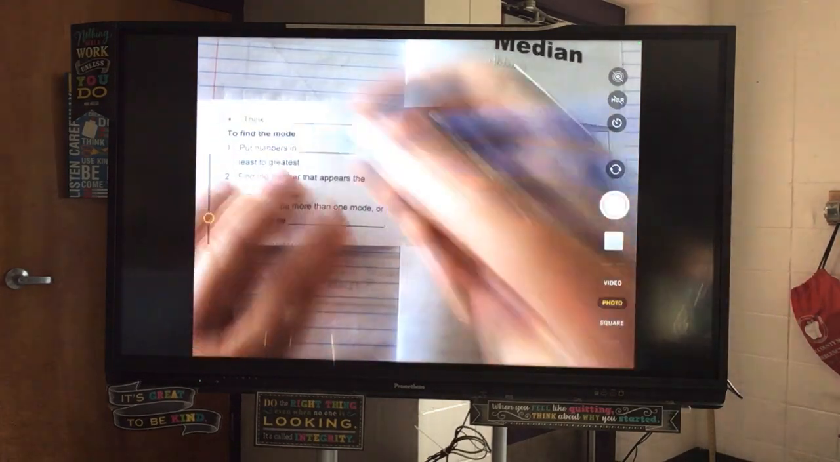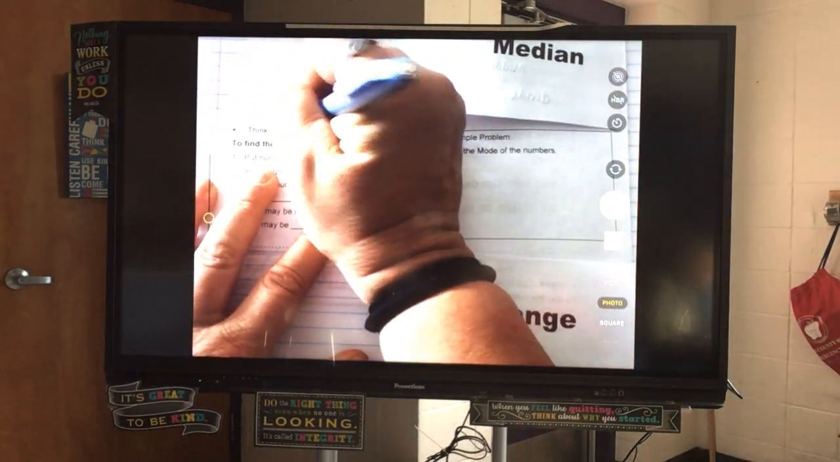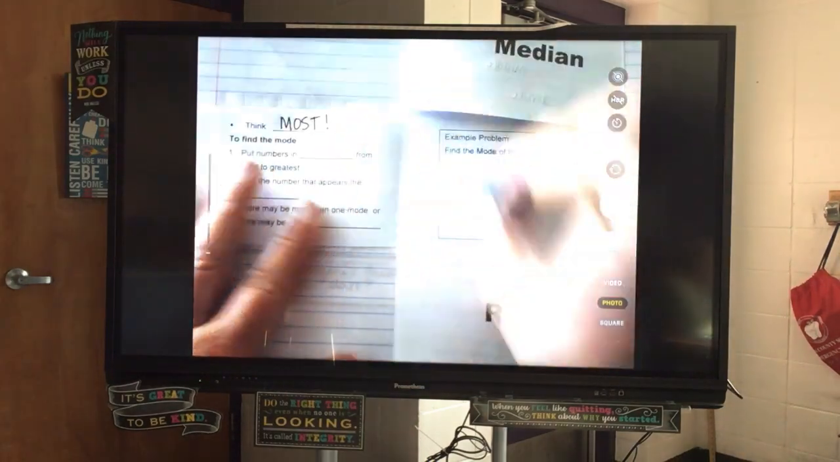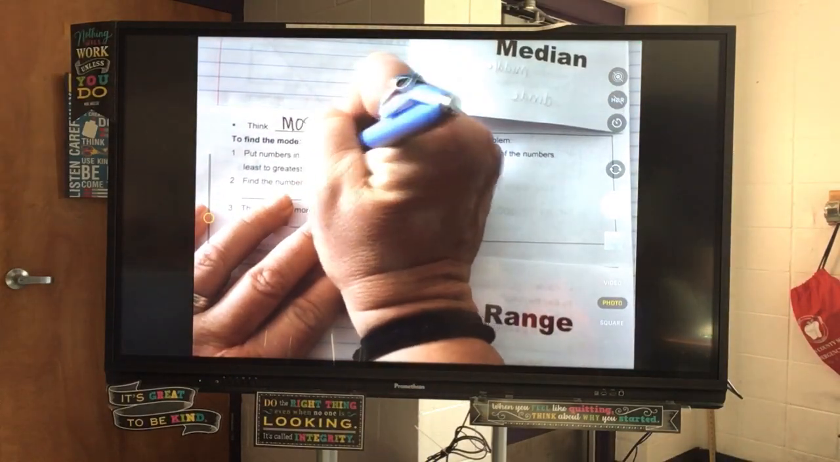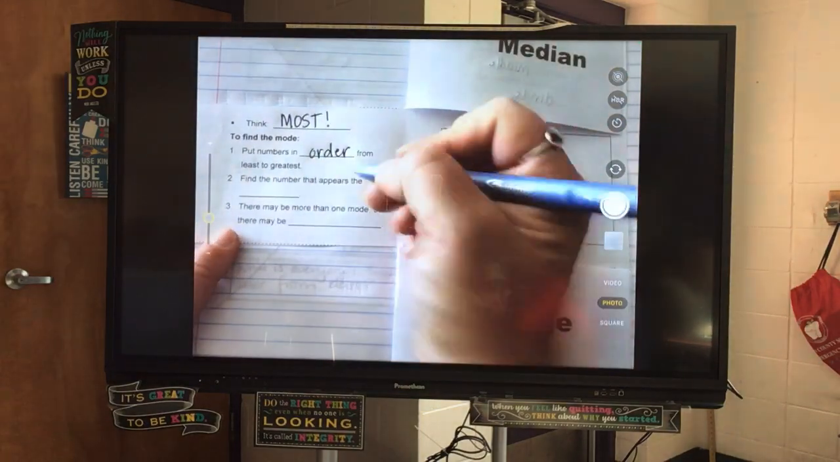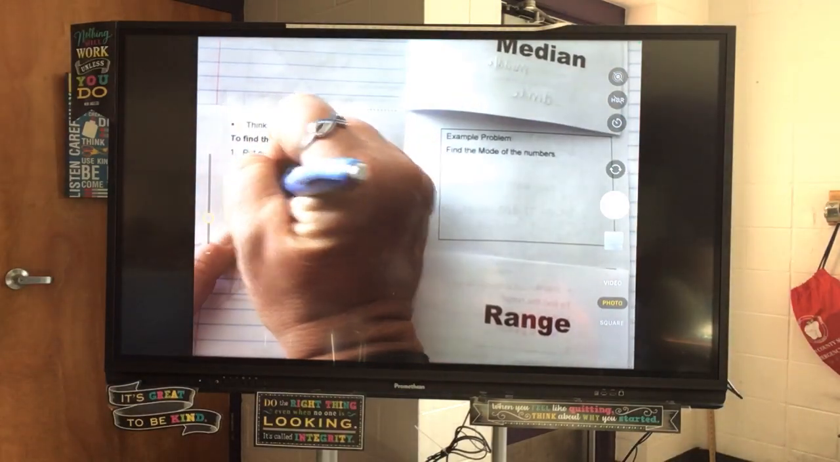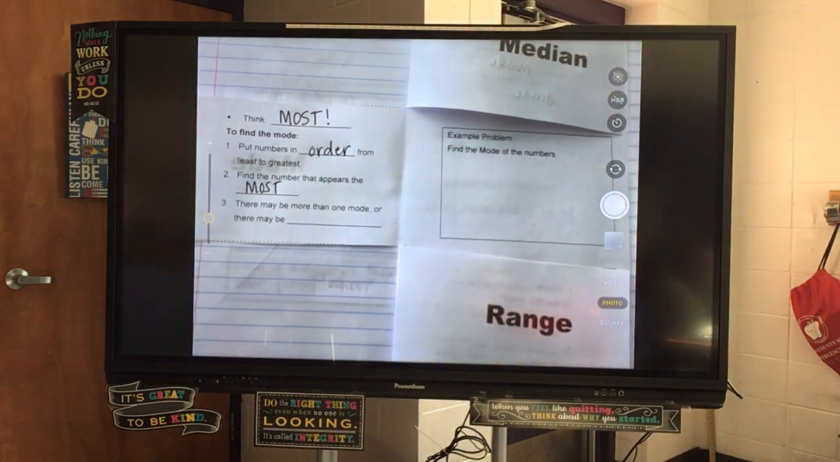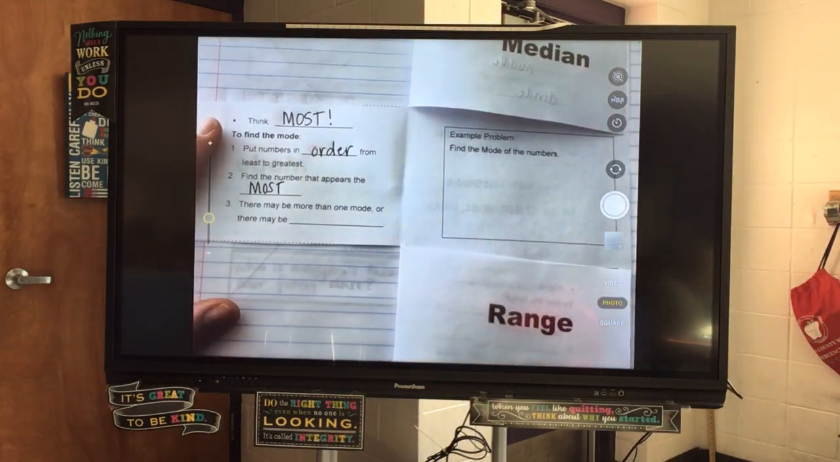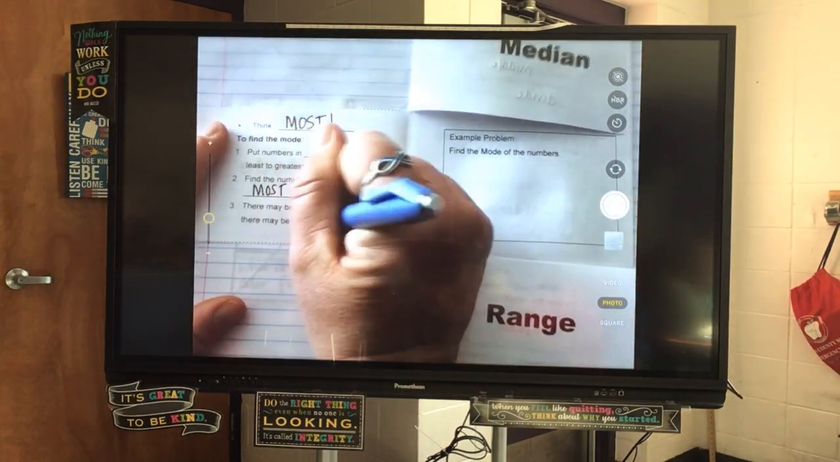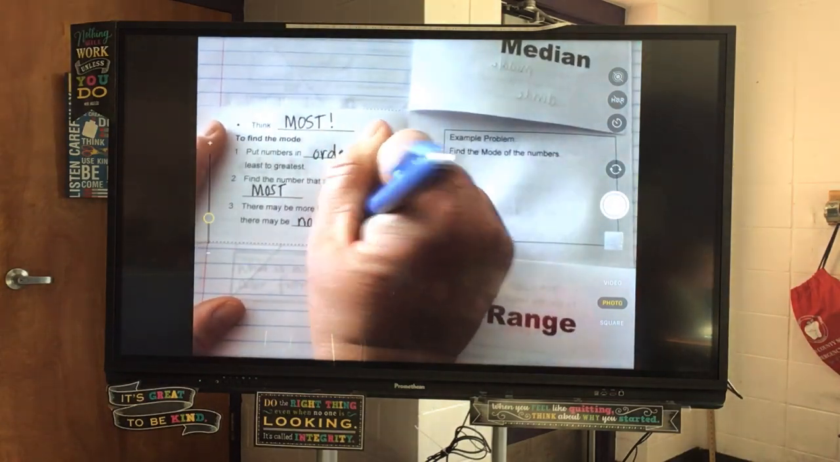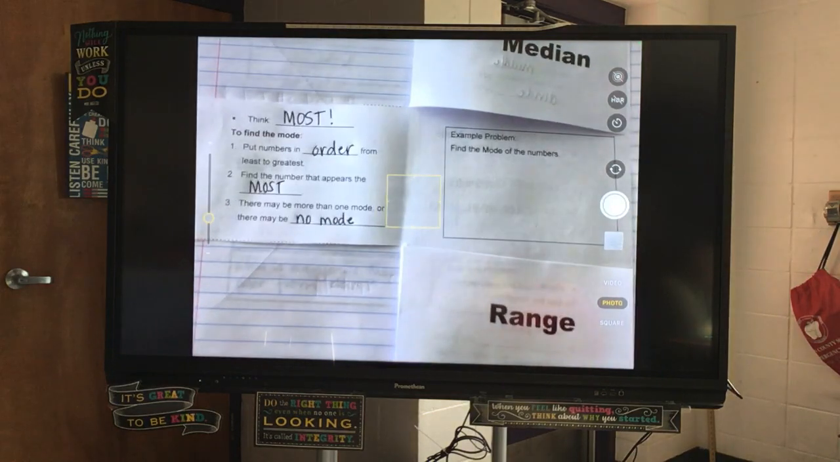So when you think mode, I want you to think most. Again, put your numbers in order from least to greatest, and then find the number that appears the most. And there may be one mode, there may be no mode. How would you end up with no mode? Joe? Well, would that be two of the same number?